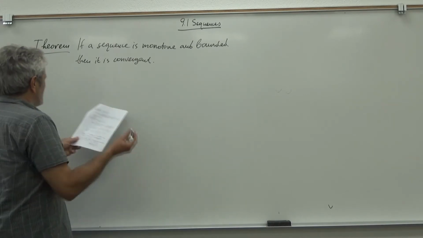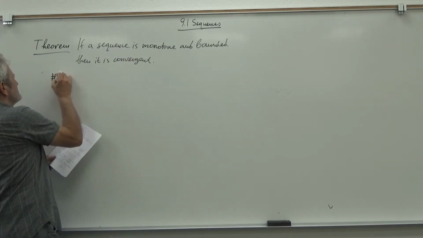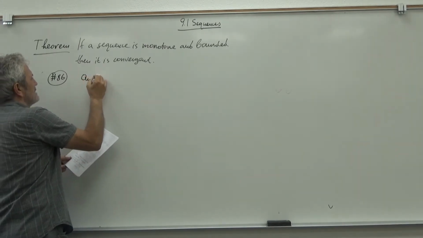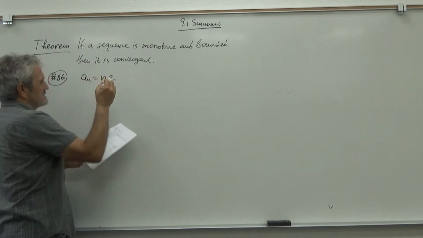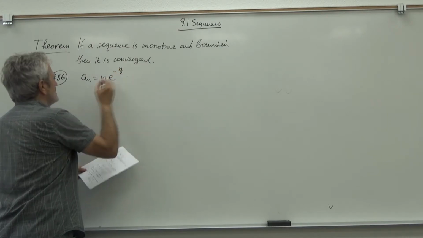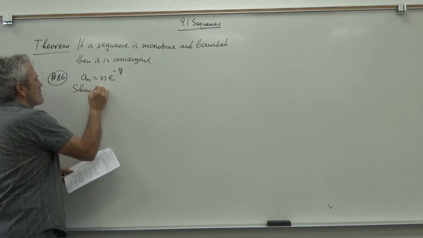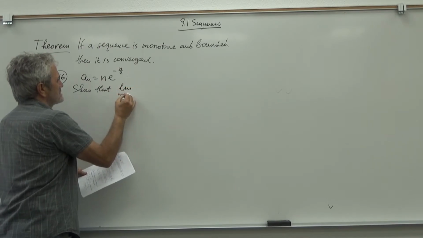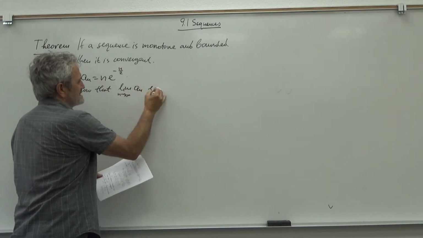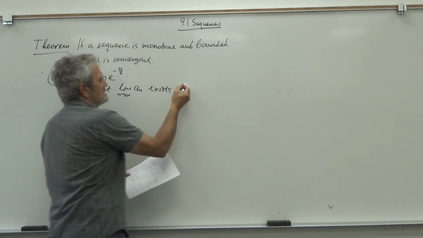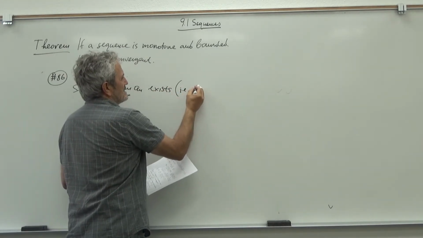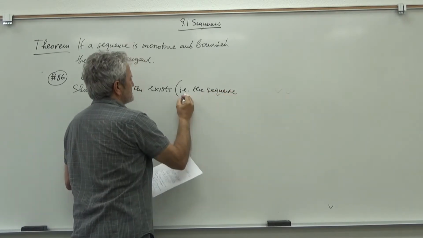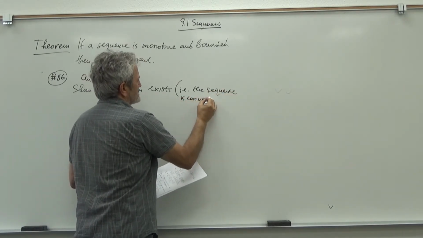So here's one example, number 86. Show, so a_n equals n e to the minus n over 2. Show that the limit when n goes to infinity of a_n exists, which means what? The sequence is convergent. That's what convergent means.